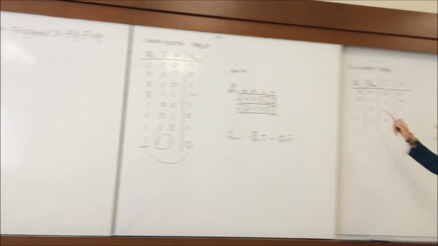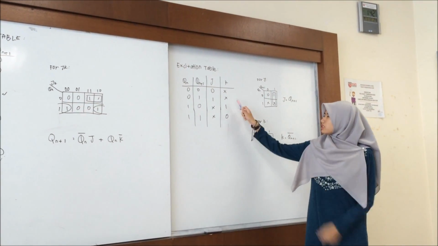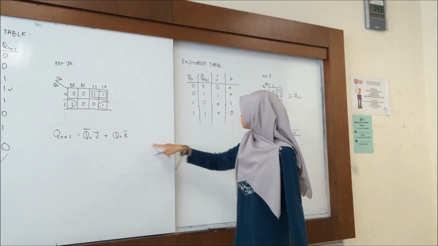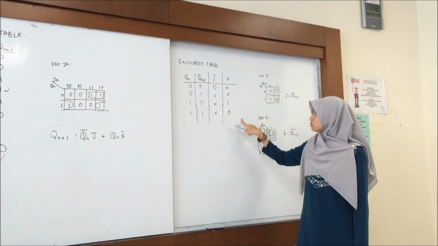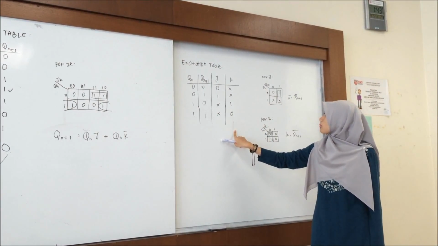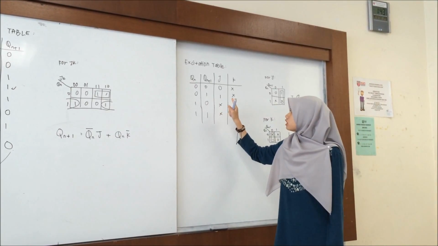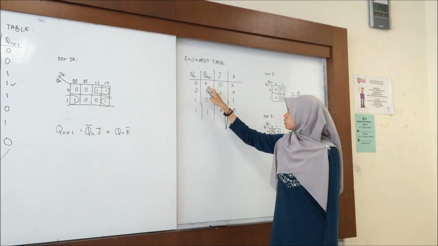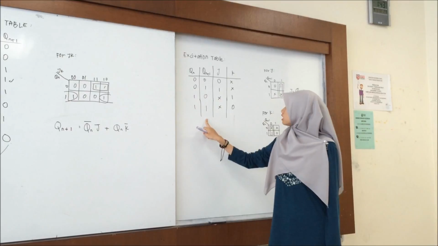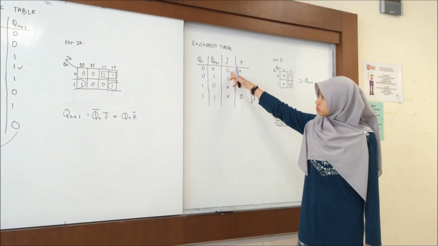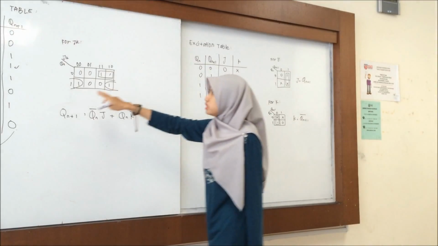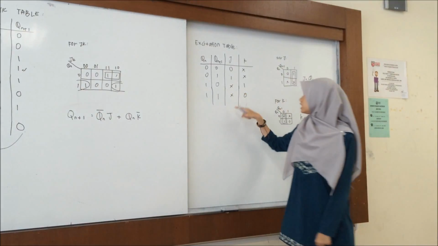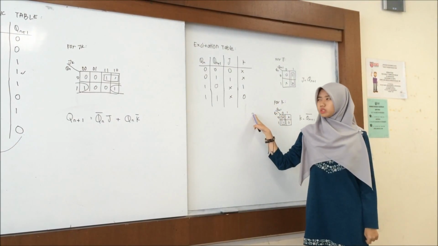Then we will go to the excitation table. The excitation table is based on this characteristic table, and after we list this one, Qn plus 1, J and K, 0 0, 0 1, 1 0 and 1 1, and then for J based on this 0, 0, 0, 1, 1, 0, 1, 1. For this, we will get this excitation table.